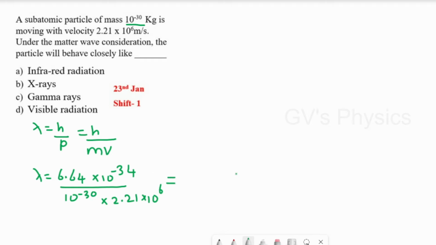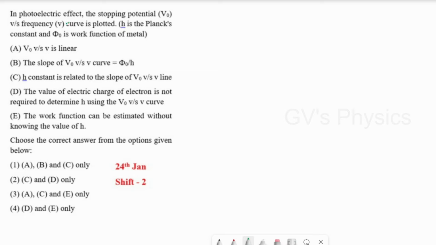Overall you will get the power as 10 power minus 10, and if you cancel 2.21 and 6.64, approximately it will be 3. So 3 into 10 power minus 10 meter. This is the wavelength. This wavelength range will come under X-ray. So option B is the right answer. Next one, it's a theory question.